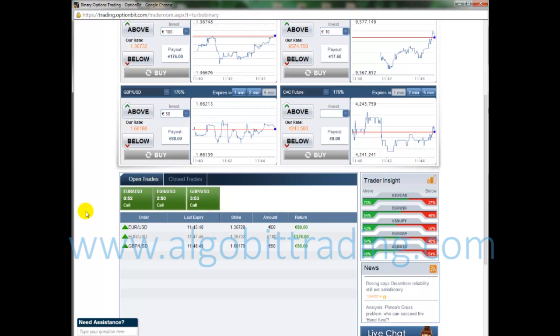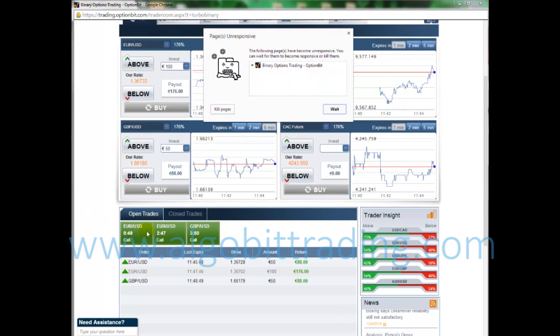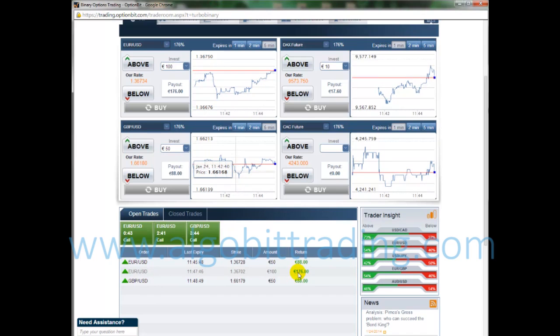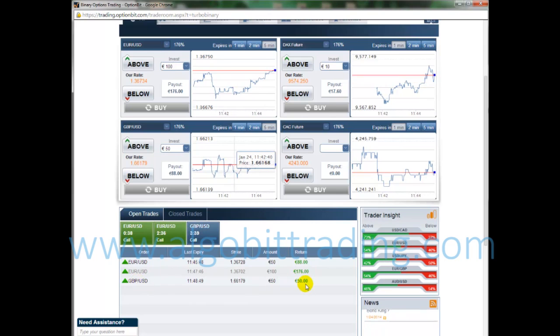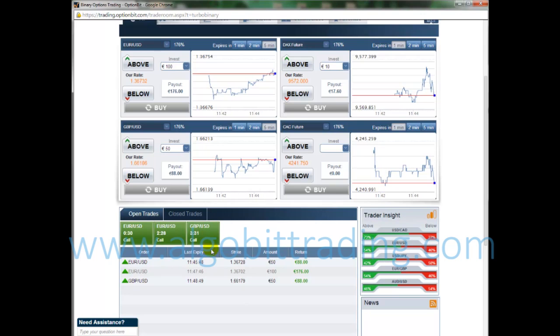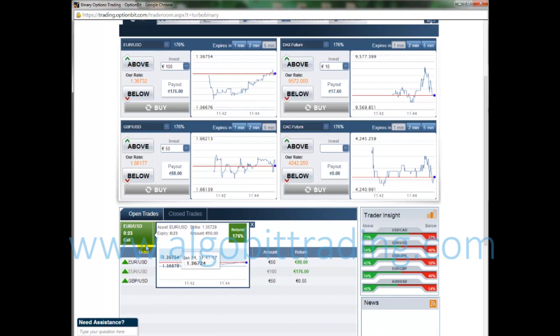So now all the trades are in the green, so it means for the first trade I'm basically getting €88 in return. For the second trade I'm getting €176 in return, and for the third trade, if it will be in the green when the timer expires, I will also get €88. Now you can see the curve dropped down a little bit. It's just on the level where I entered, so this is why the box is changing color. So let's click here and wait for the first trade to run out. This is the euro dollar.